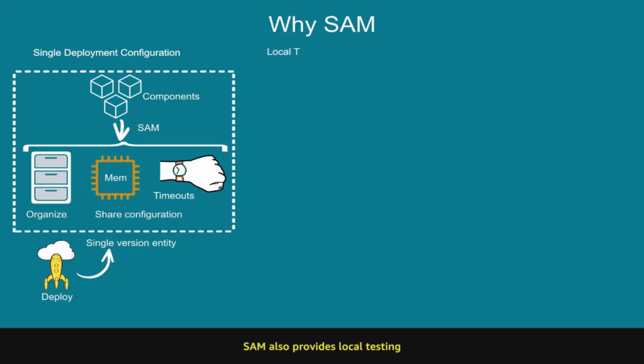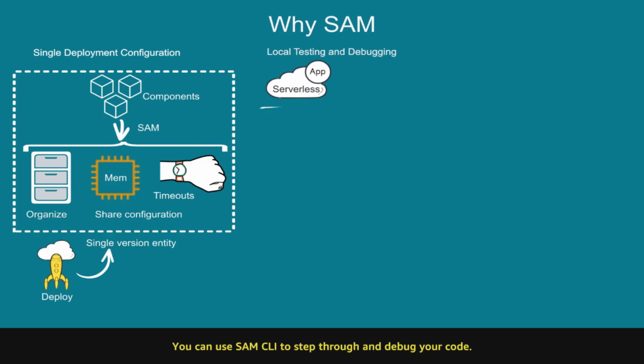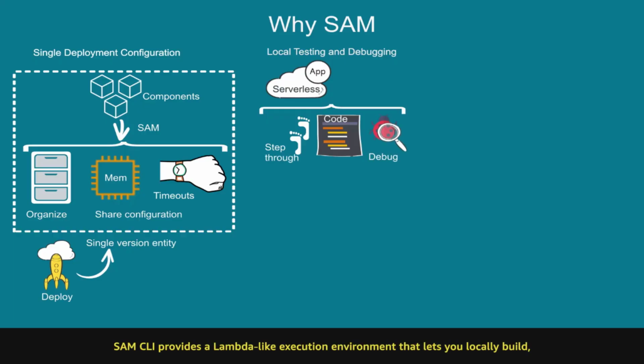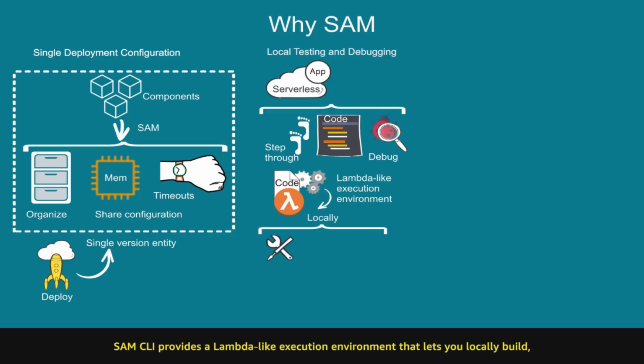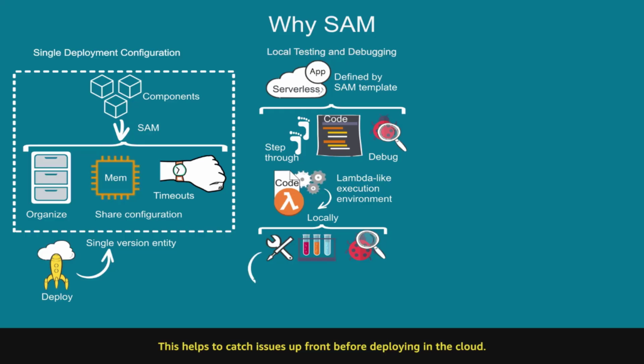SAM also provides local testing and debugging capabilities for your serverless applications. You can use SAM CLI to step through and debug your code. SAM CLI provides a Lambda-like execution environment that lets you locally build, test, and debug applications defined by SAM templates. This helps to catch issues upfront before deploying in the cloud.